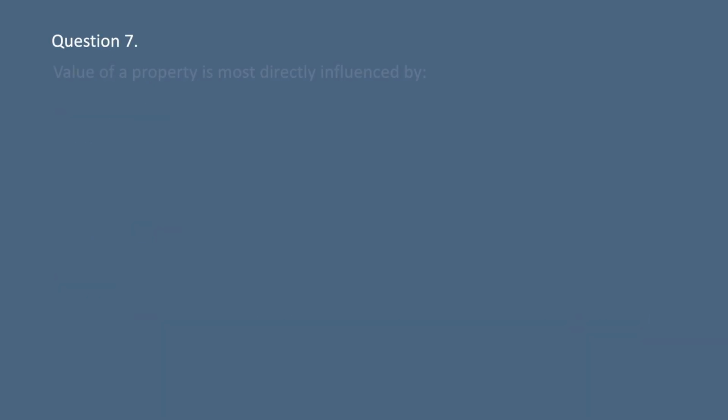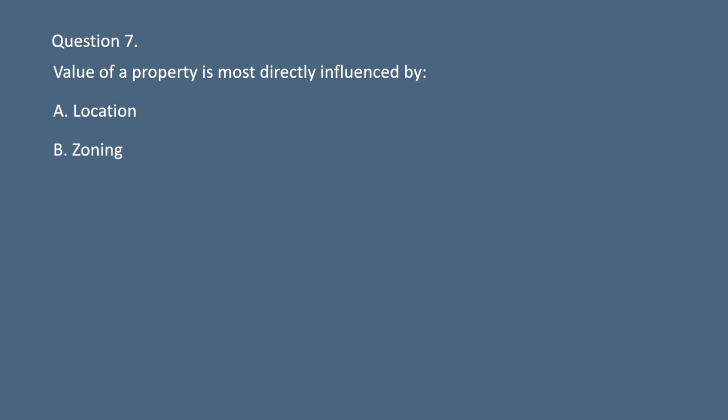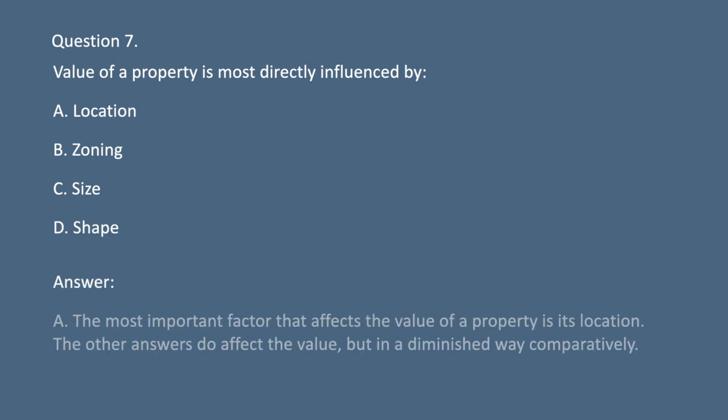Question 7. Value of a property is most directly influenced by A. Location, B. Zoning, C. Size, D. Shape. Answer: A. The most important factor that affects the value of a property is its location. The other answers do affect the value, but in a diminished way comparatively.